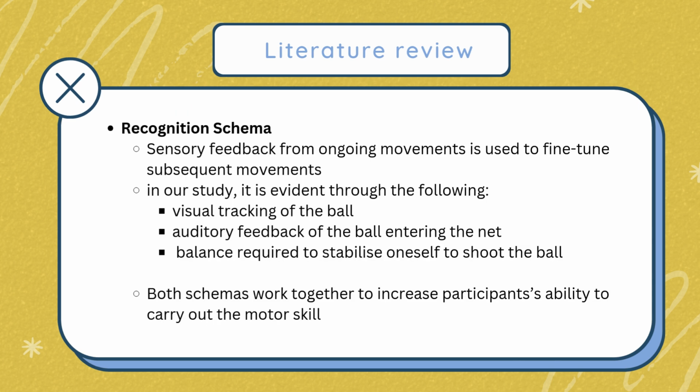The recognition schema centers around how sensory feedback from ongoing movements is used to fine-tune subsequent movements, thus increasing precision over time. In relation to our study, our participants will gain sensory feedback while they engage in their pre-test, post-test, and practice sessions. This comes from the visual tracking of the ball, the auditory feedback of the ball entering the net, and balance required to stabilize oneself to shoot the ball. Therefore, these two schemas work together to enable an individual to develop their competency and refine their motor skills. In this case, we will be focusing on the shooting of a netball.